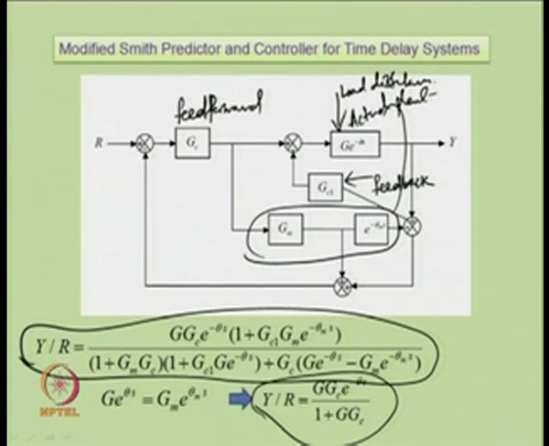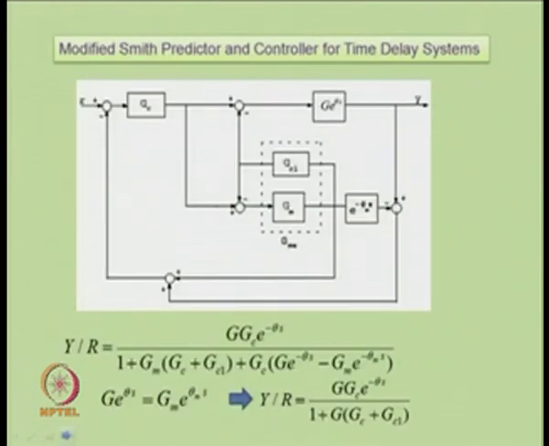Apart from this modified Smith predictor and controller scheme, we have one more advanced modified Smith predictor and controller scheme. It also has two controllers, one controller in the feed forward path and one in the feedback path. The second controller G c 1 s is across the delay free part of the process model. What is the benefit of putting the controller G c 1 in this fashion?